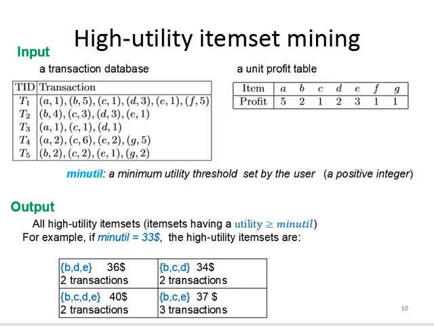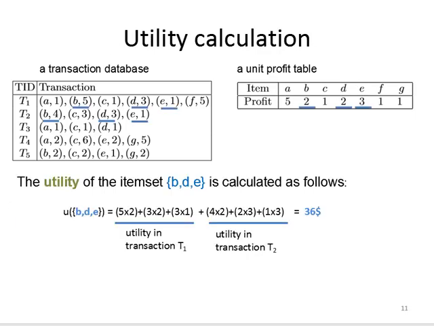Okay, so now I did not explain how to calculate the utility of the money. I will explain to you next. So how to calculate the utility? Let's take an example. Look at the itemset B, D, E together. Okay, when the people buy B, D, and E together, this is important. It must be together. Okay.